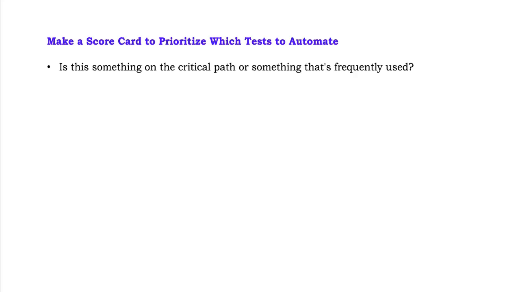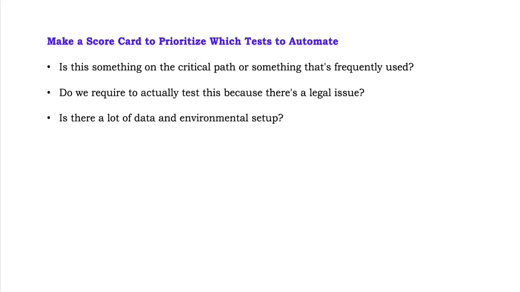Okay, make a card where it gives the list of all the manual test cases which are written, and then prioritize it. Ask questions like, is it something most of the people use? Is that a candidate? Do we need to actually test this because there is a legal issue? So why do we need to test this particular feature or test case? Keep that in mind. And then, is there a lot of data or an environment setup involved?